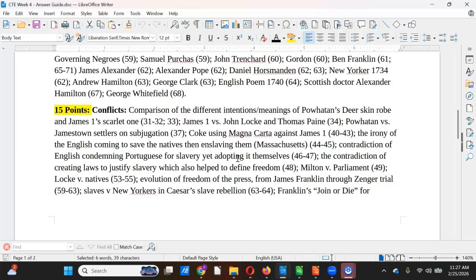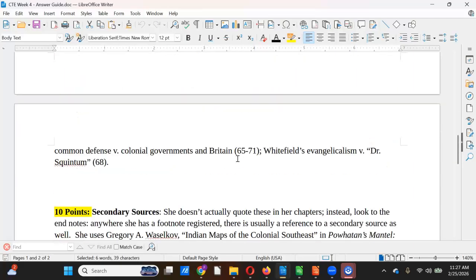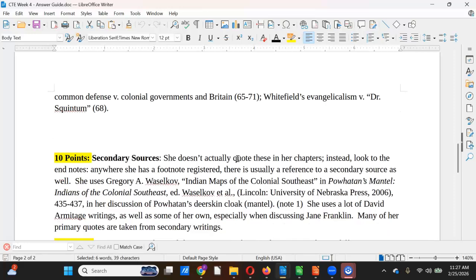Milton versus Parliament, Locke versus the natives, evolution of freedom of the press from James Franklin through the Zenger trial. I mean, there are just lots of different conflicts that she discusses in here in this discussion of these primary sources. So these are all literally comparative. So she's taking them from the sourcing itself, from the time period itself, and saying, here are these things that are going on even there.